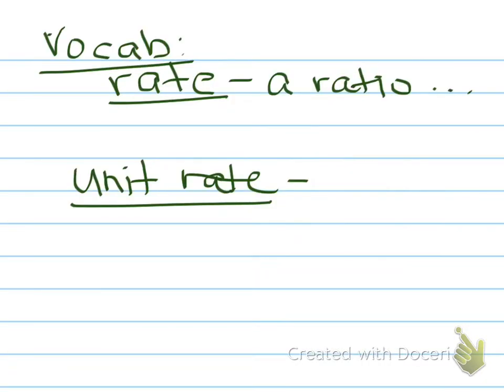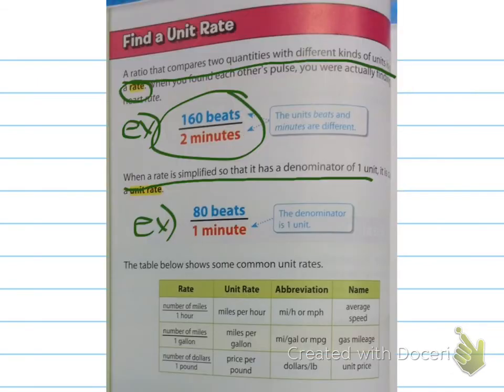So unit rate, and then, a rate whose denominator is 1. Okay. And then example would be 80 beats per 1 minute. Now they show this table down here. You're welcome to copy it if you'd like, but it's not 100% necessary. I think they're kind of common sense.